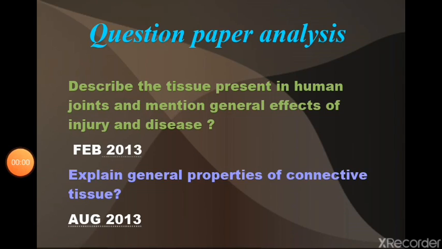We have finished with the topic. This slide shows how the questions are asked in university exams. It is a question paper analysis. Describe the tissue present in human joint and mention general effect of injury and disease. The answer should be written for the first part of the question. Explain general properties of connective tissue.